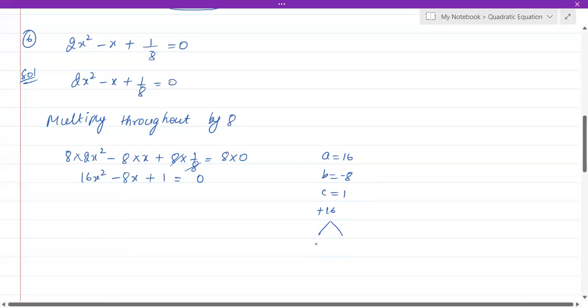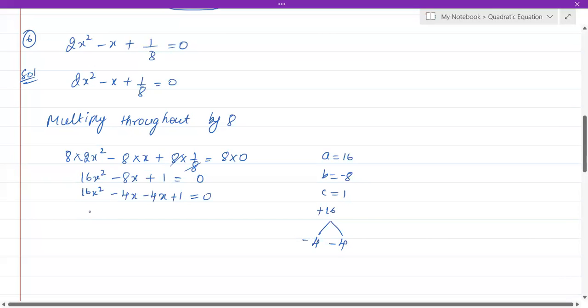Okay. So it should be 4 fours, isn't it? If I multiply, I'll get 16. If I add it, I'll get 8. 4 fours are 16. Since we have to get minus 8, minus 4 and minus 4 will be the correct one. Okay. So the first term as it is, 16x square as it is. Instead of minus 8x, these two numbers, minus 4x minus 4x plus 1 equal to 0.